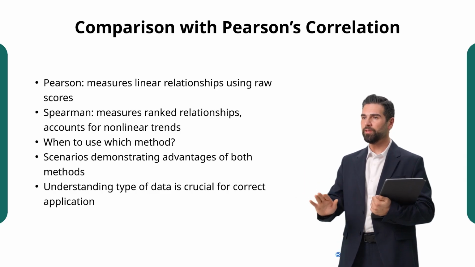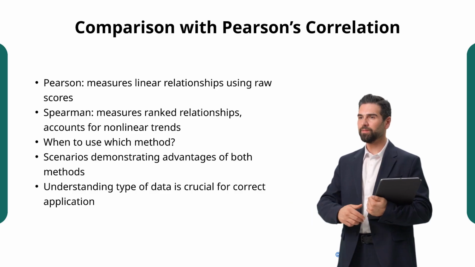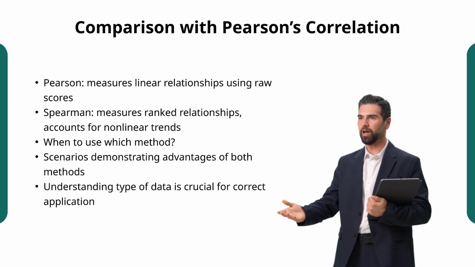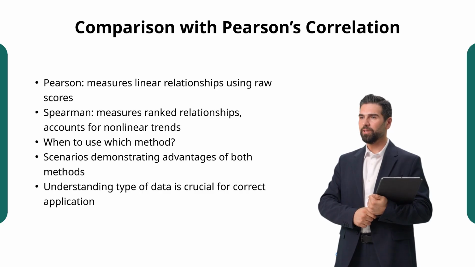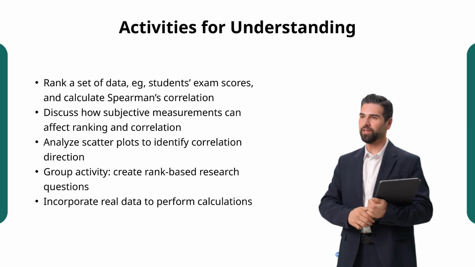Consider how the two methods fare in different scenarios. For instance, if you're comparing students' scores across various subjects in a standard exam, Pearson may suffice. But if you're exploring rankings based on subjective traits, such as creativity in art projects, Spearman would be your go-to method. Ultimately, knowing when to apply each method can significantly enhance the depth of your analysis and lead to better, more informed decisions.